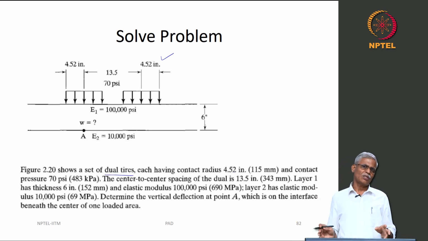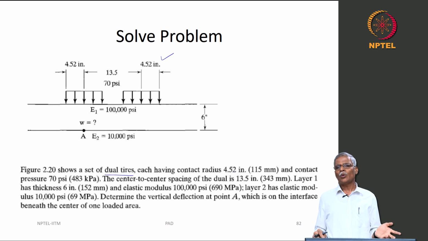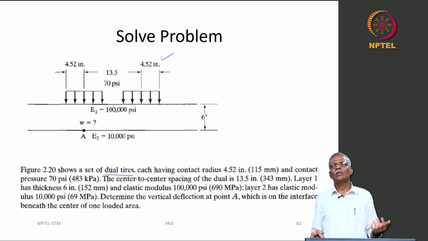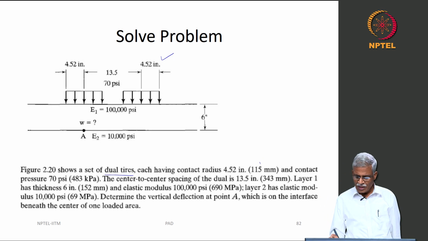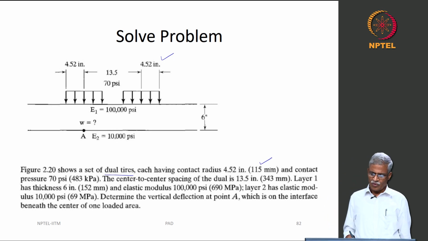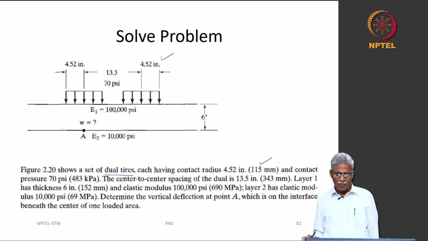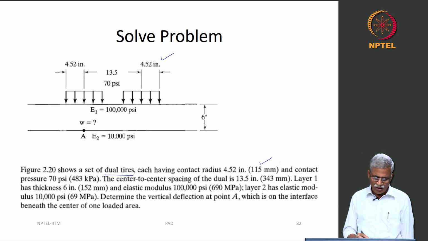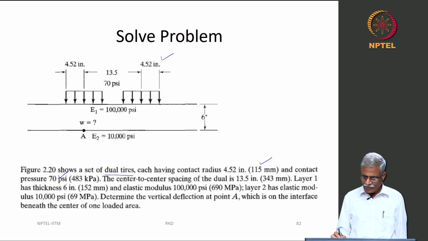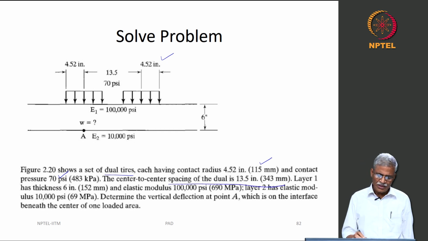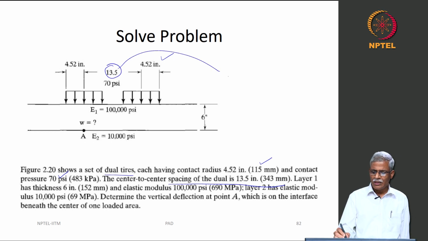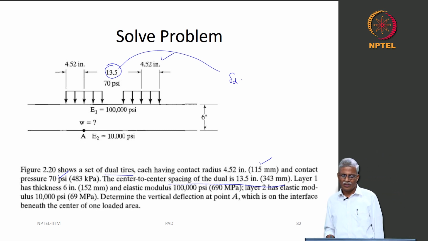So, I just want to use the same thing, but you should be able to convert it into the system that you are familiar with. Even in this book they have written in the brackets in mm whatever is written in inch, but that is okay. So, let us learn the concepts. This is 70 psi, the center to center spacing of the dual is 13.5 inches. Now, this is a very important quantity and this is normally written as S suffix D.